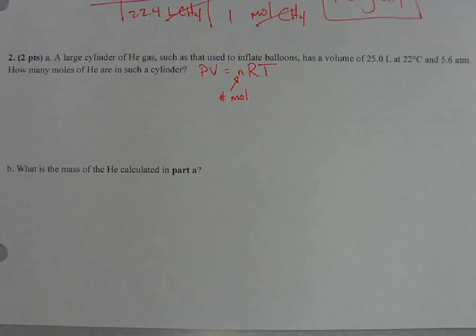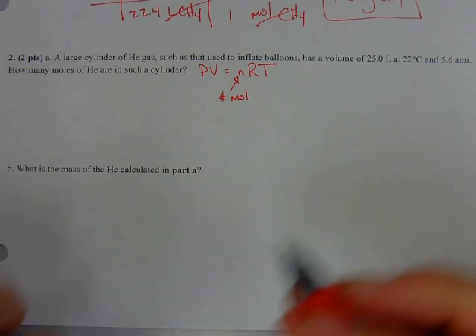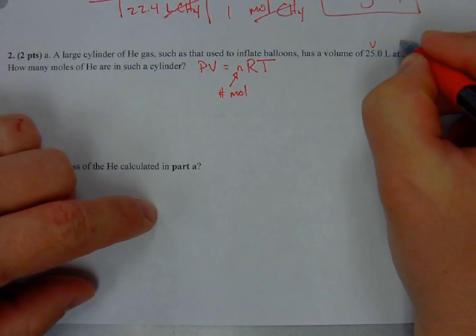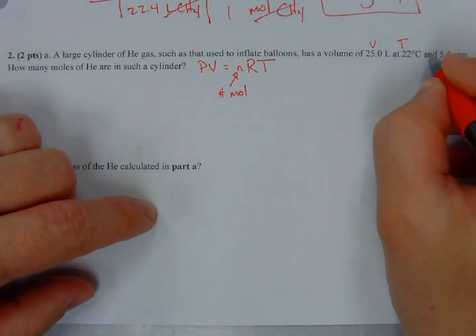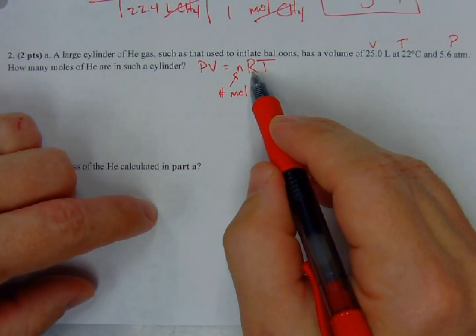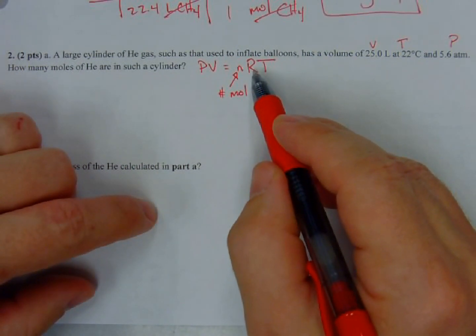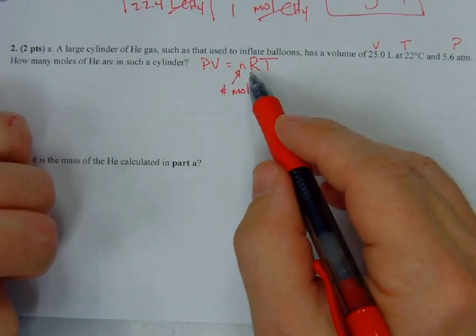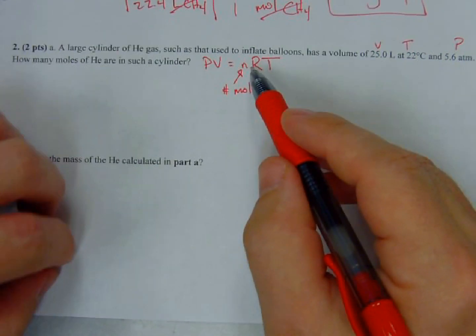Speaking of, a large cylinder of helium gas, such as that used to inflate balloons, has a volume of about 25.0 liters at 22 degrees Celsius and 5.6 atmospheres. So we have a volume, we have a temperature, even though it's in degrees Celsius, we have to change it to kelvins, and we have a pressure. I know what R is. You need to have the value for R memorized, and so we'll be able to solve for n.